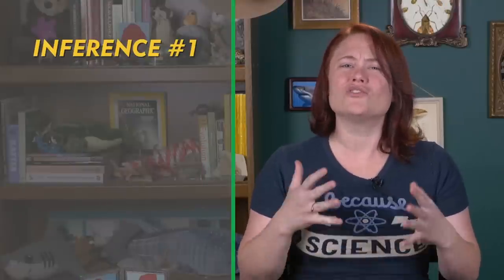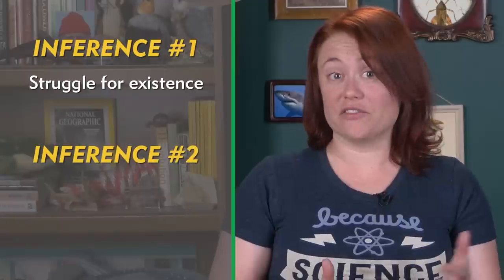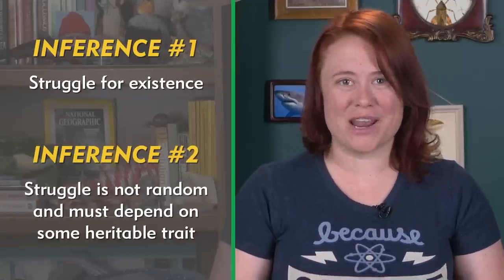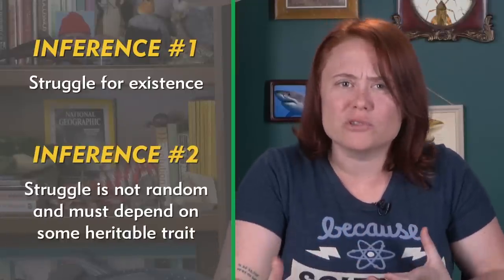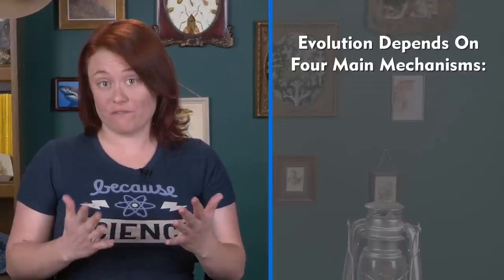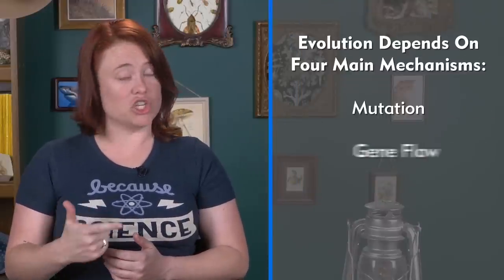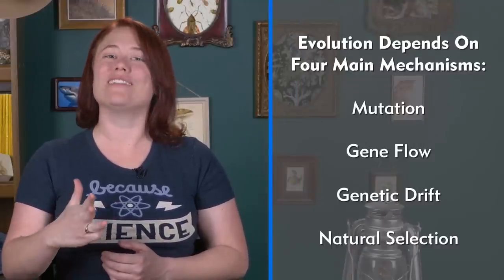These observations led to inference 1. There is a struggle for existence. And inference 2. This struggle isn't random and must depend on some heritable trait being passed on from the parents. And that process of unequal survival ability is the process of natural selection. So that's natural selection. However, natural selection isn't the same thing as evolution. Natural selection is one mechanism of evolution. Evolution depends on 4 main mechanisms: mutation, gene flow, genetic drift, and yep, natural selection.